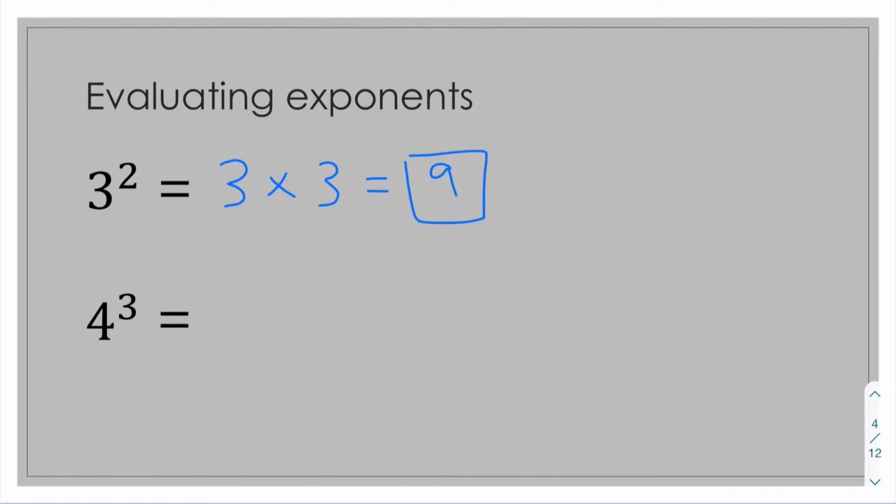Using that same process, let's do 4 with an exponent of 3. The exponent is telling me that I want to multiply 4 by itself 3 times. So let's do that. 4 times 4 times 4. And that is just 64.